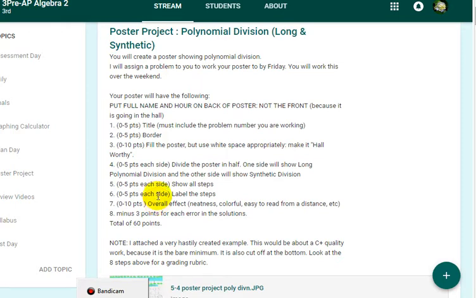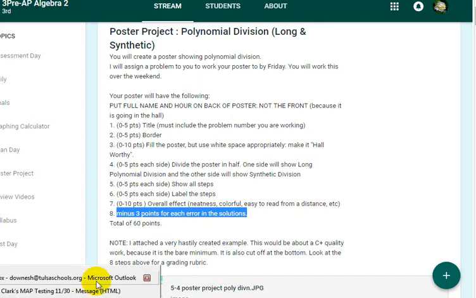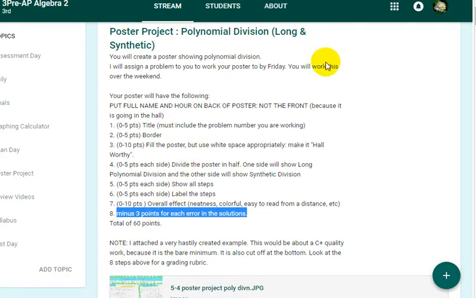All right, so overall effect. How hard did you work on your poster? How good did it turn out? And then for every little error that you might make, hopefully there's 0, you'll get a -3. So let's say on the very first step you miss a negative sign and it causes every step thereafter to be wrong, you'll just get the -3 once. That even though that's where the error happened and it caused everything else to be wrong.